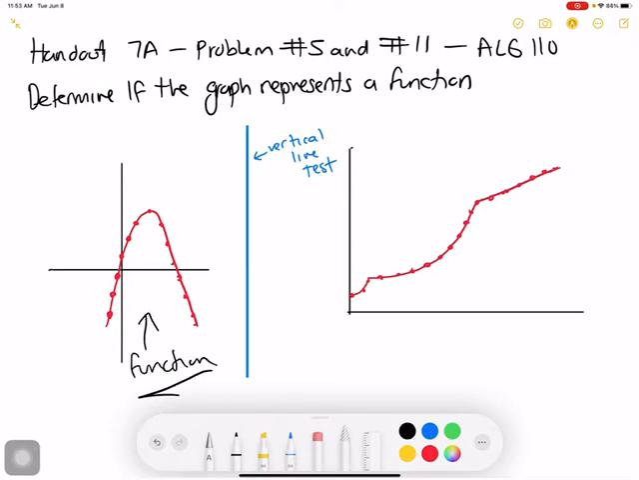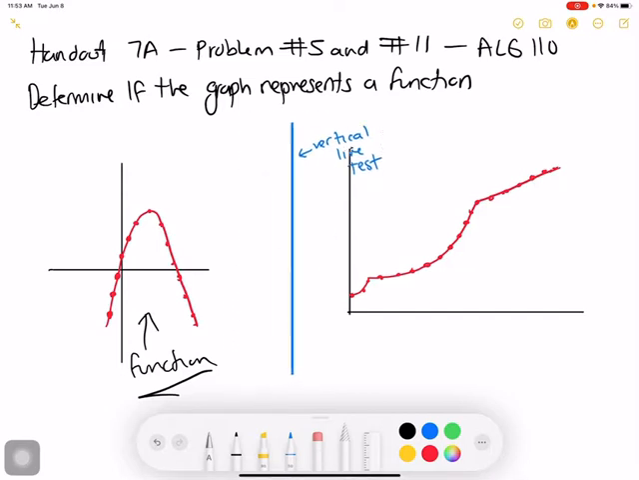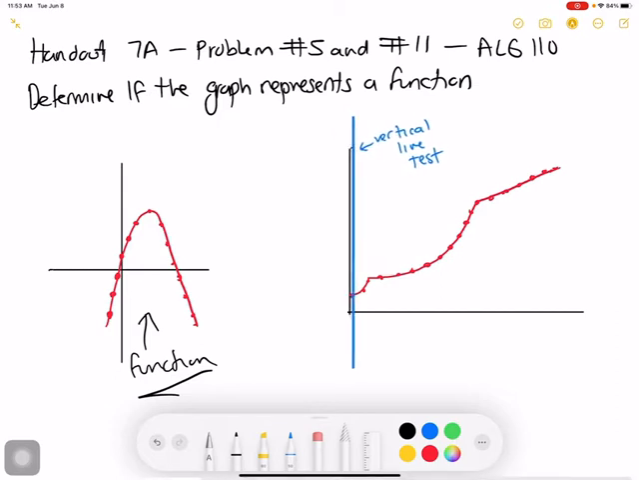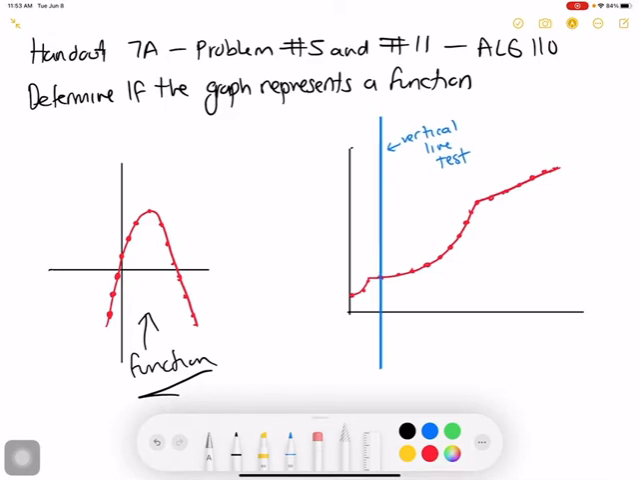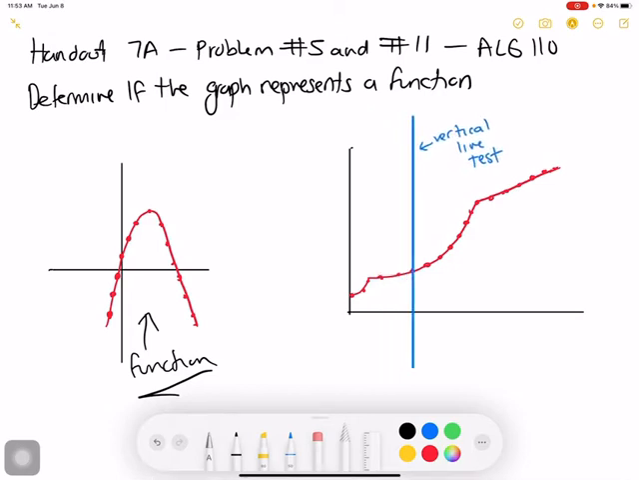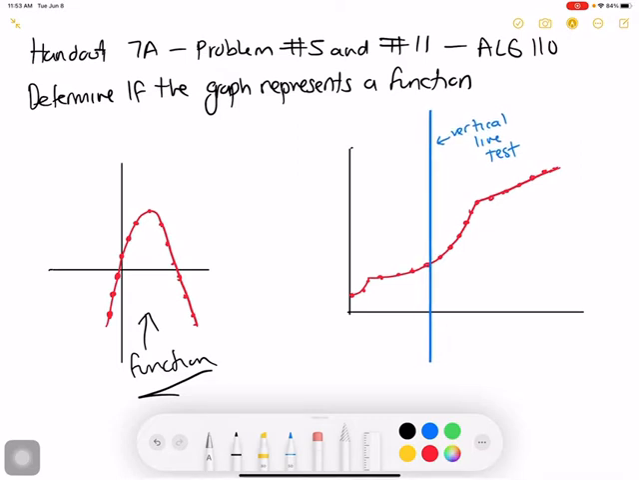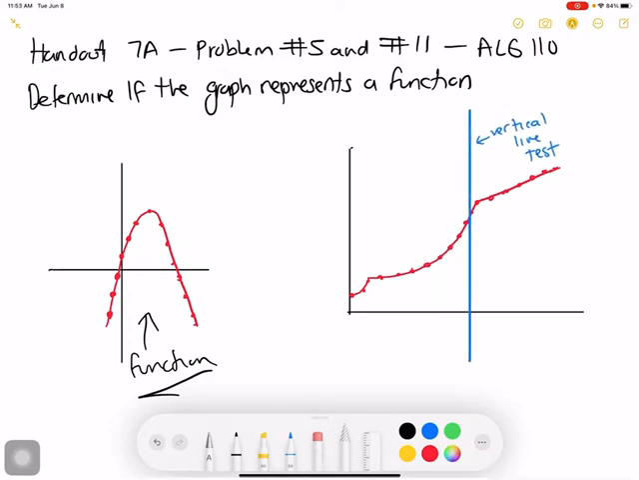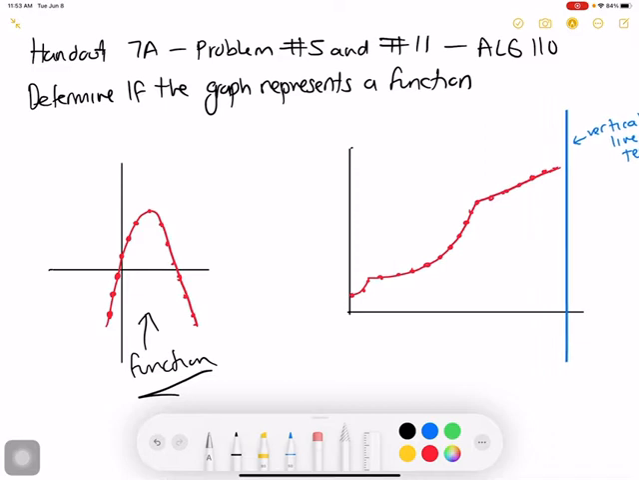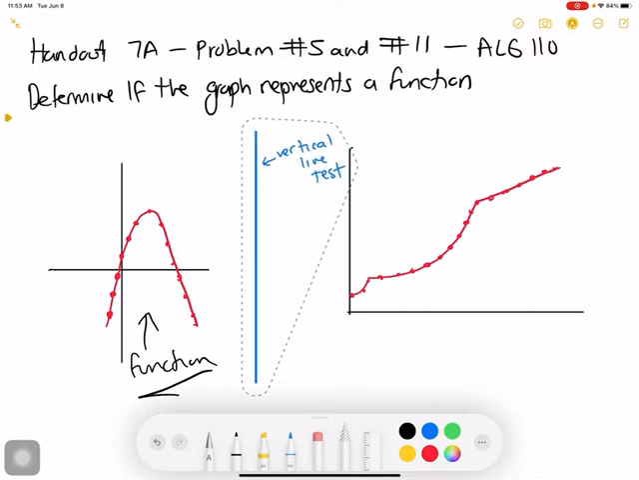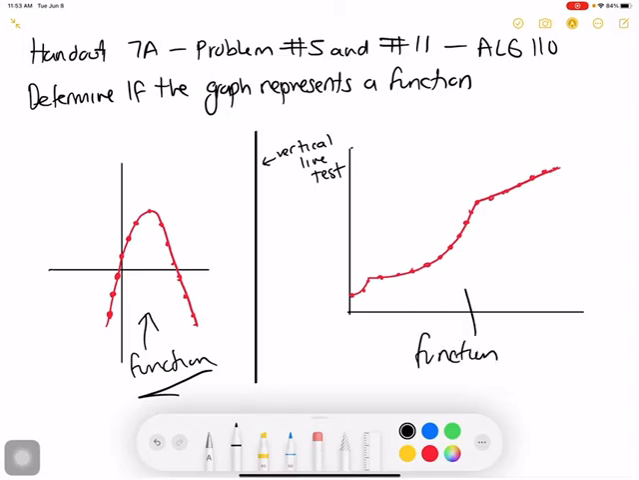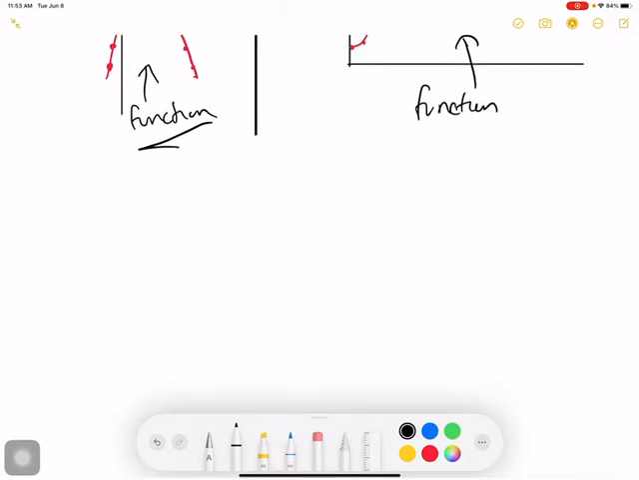We're going to do the same thing for the second graph. I'm going to grab my little vertical scanner and start scanning left to right. At every single point, it touches only one point of the graph, and it's not touching more than one point at a time. So this is going to be a function. Let me label this. That's a function also, because it's only touching one point at a time.